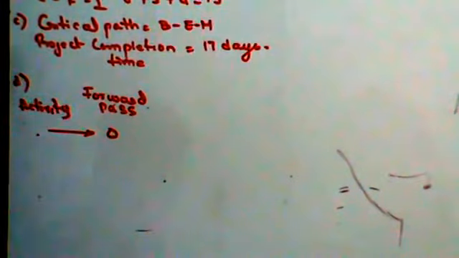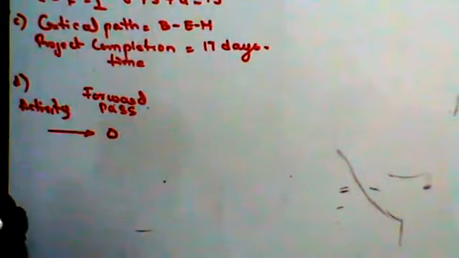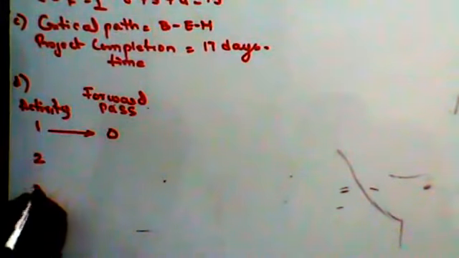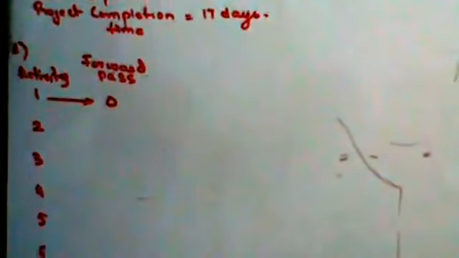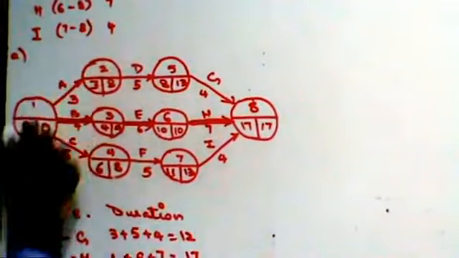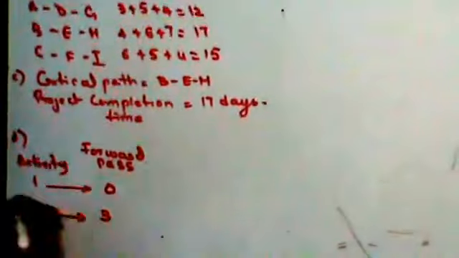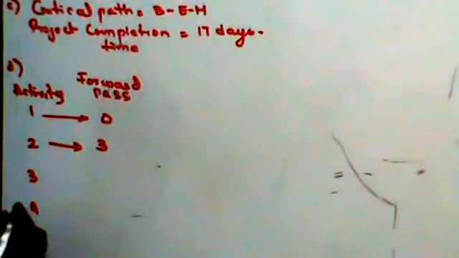Instead of writing this as A, B, C, D, I'll write this as 1, 2, 3, 4. That will make things simpler for you. 1, 2, 3, 4, 5, 6, 7, 8. Now it is easier for you to identify. For 1, the start time is 0. For 2, the start time is 3. For 3, the start time is 4. For 4, the start time is 6.